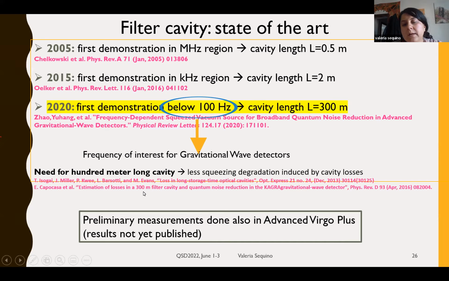Now we also did some preliminary measurements in Advanced Virgo Plus, and we were able to achieve very good results, even if they are preliminary. I will not show these results because they are not yet published.